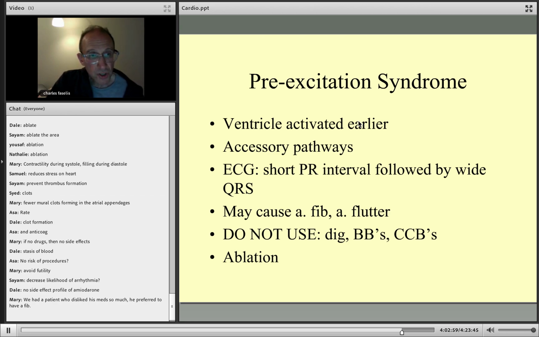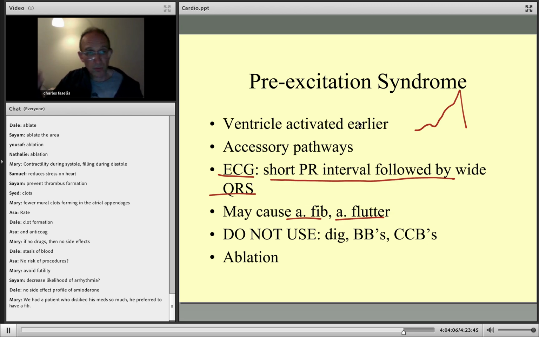Let's finish up talking about pre-excitation syndrome. They're probably going to ask you about this. Aortic stenosis, aortic regurg, HOCM, pre-excitation syndrome, second-degree heart block, type 1 and 2, third-degree heart block, all over the USMLE almost every year. In pre-excitation syndrome, or Wolff-Parkinson-White, this patient has an accessory pathway. The ventricle is activated earlier. What do you see on the EKG? The short PR interval followed by a wide QRS. It kind of goes like this. I exaggerated here, but you get the point. That's called a delta wave. It may cause a fib or a flutter.